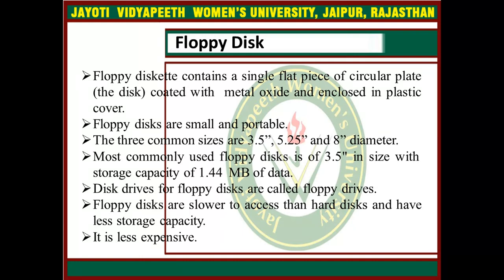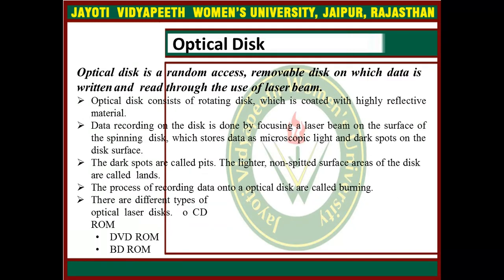Okay, so the disk drives for floppy disks are called floppy drives, and floppy disks are slower to access than hard disks and have less storage capacity. It is less expensive. Now come to the optical disk. Optical disk is a random access removable disk on which data is written and read through the use of a laser beam.